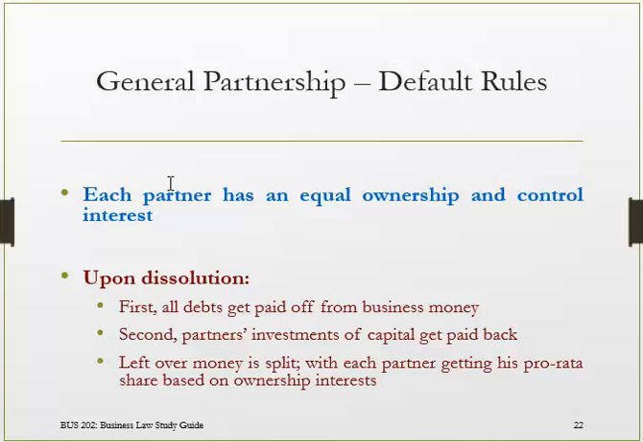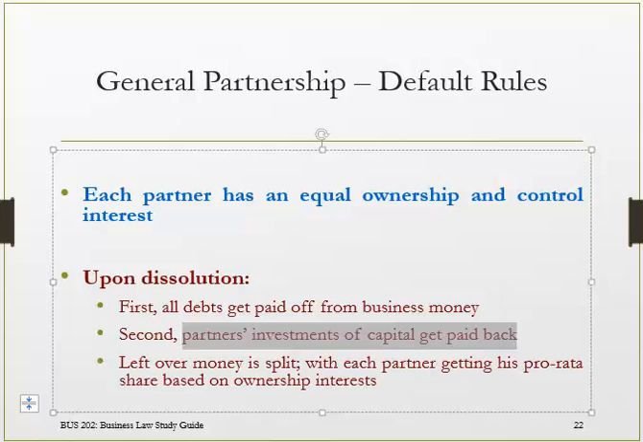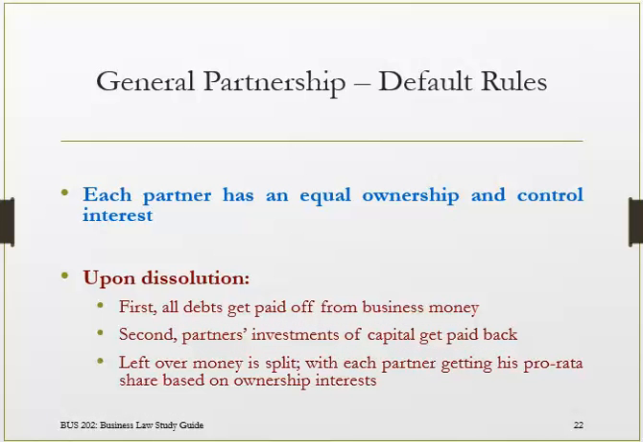That's very important. Upon dissolution, when the company goes bankrupt or the company stops operating for whatever reason, it doesn't have to go bankrupt, it could be doing very well, but it dissolves for whatever reason. First, the debts get paid off, then the capital investments get paid back. In other words, each partner gets back what he or she put into the partnership, and then the leftover is split equally if it's owned equally, or if it's not owned equally because they agreed on a different structure of ownership, then it's split proportionally.